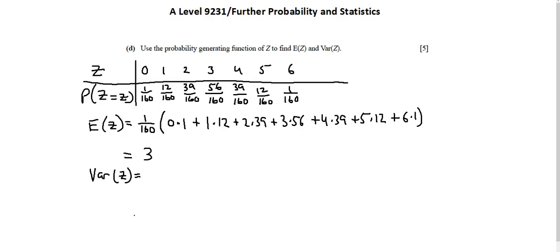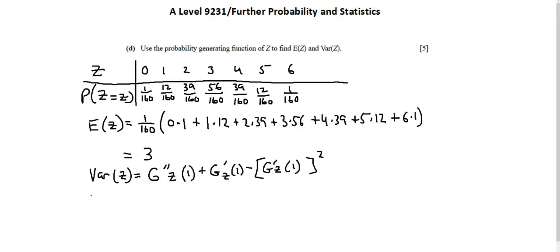And now for variance, I'm going to put up the formula, then input values. I want the second derivative of the probability generating function with an input of 1, plus the first derivative with an input of 1, minus the square of the first derivative with an input of 1.